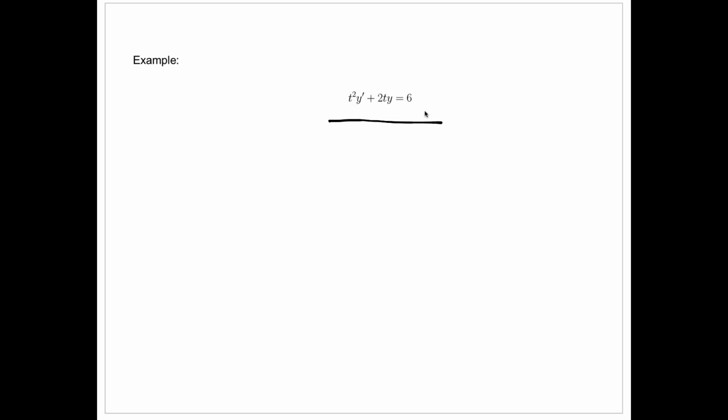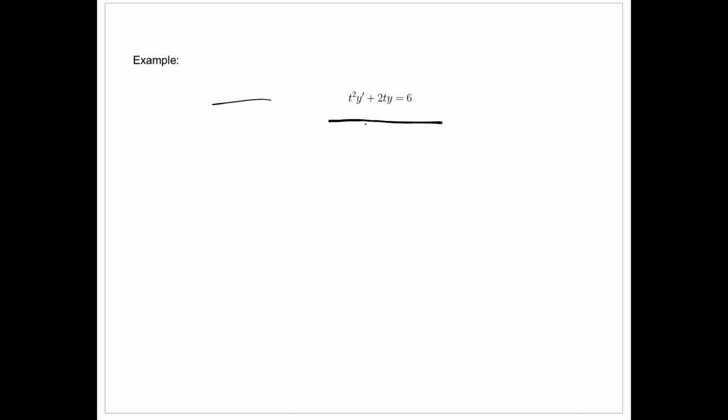Here's an example: t squared y prime plus 2t times y equals 6. A straightforward first-order linear differential equation. How are we going to solve this differential equation?